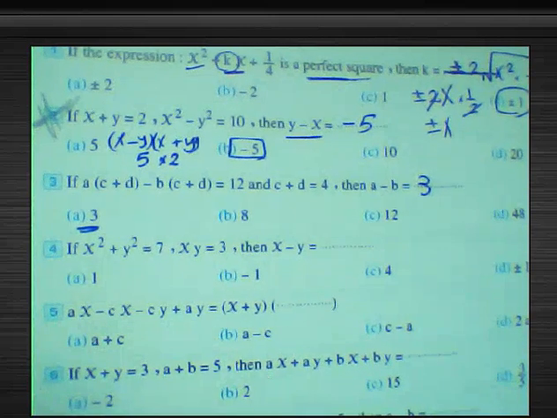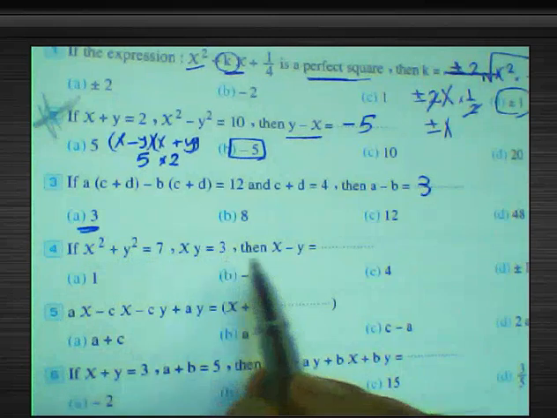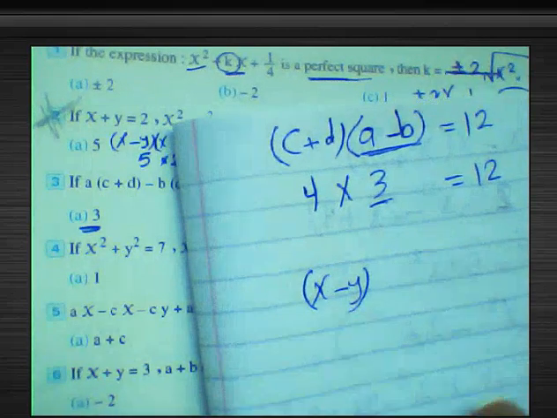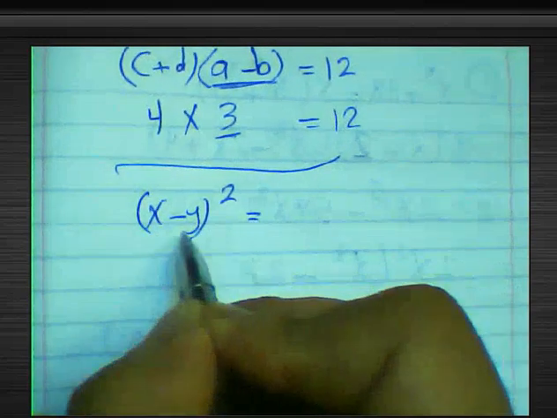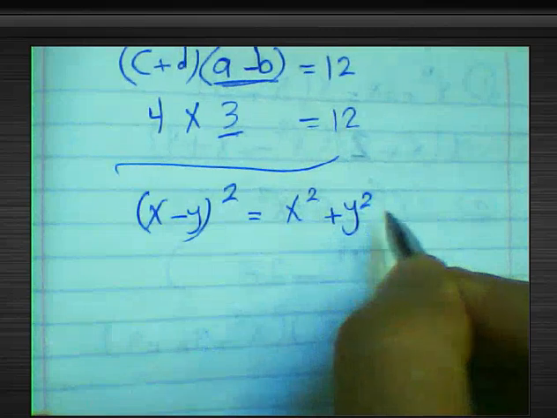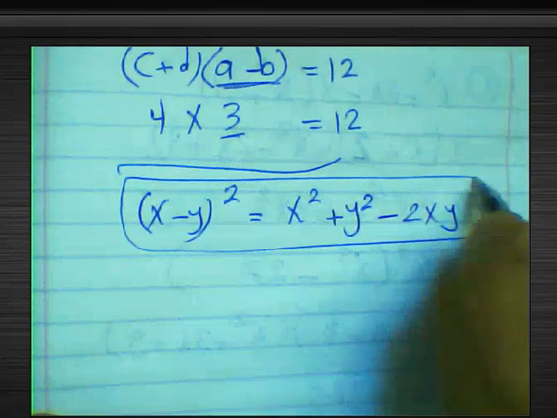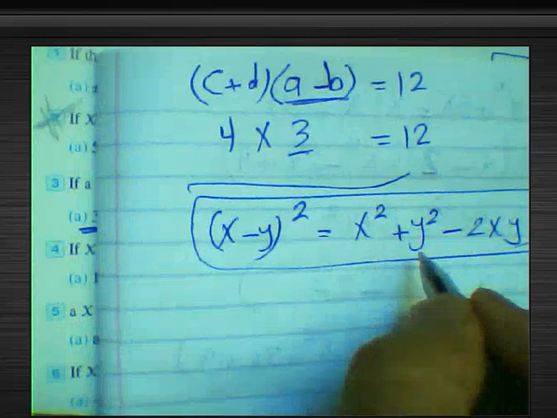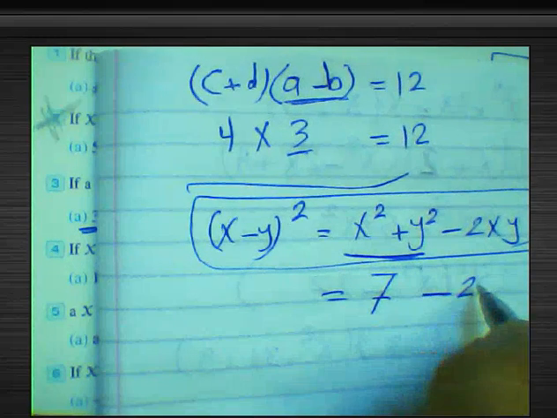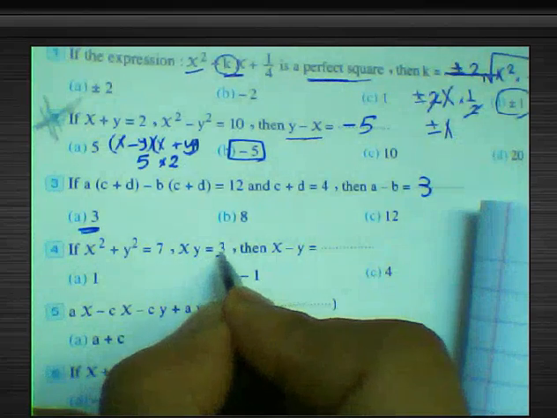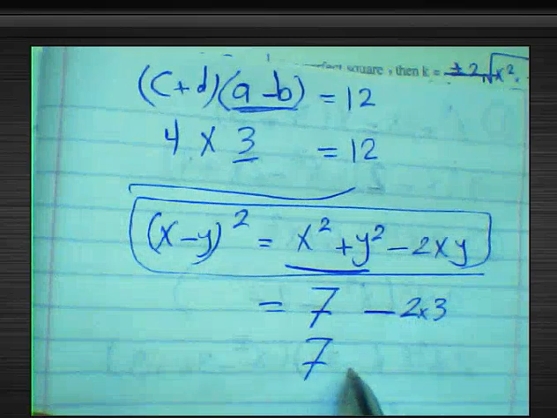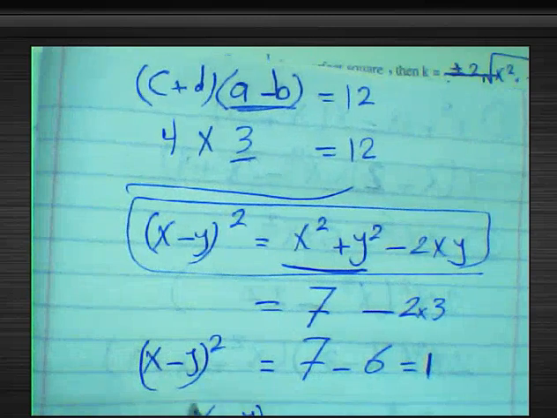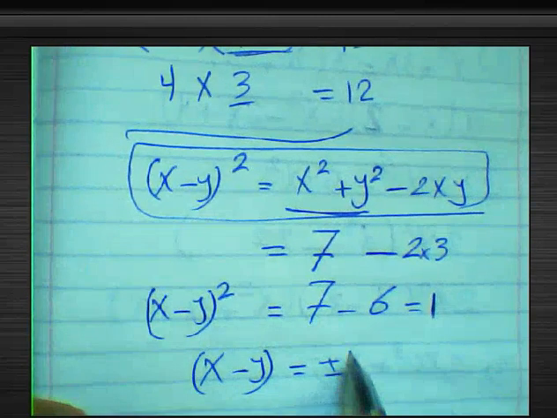Question number 4. If x power 2 plus y power 2 equals 7 and x multiply y equal 3, then x subtract y equals blank. We want to find x subtract y. We know x subtract y power 2 equal x power 2 plus y power 2 subtract 2xy. So in this example, we will put x power 2 plus y power 2 equal 7. Okay, subtract 2 product x multiply y, x multiply y equal 3. 2 multiply 3, then the result will be 7 subtract 6 equal 1. Then x subtract y power 2 equal 1. So x subtract y equal square root of 1. It will be positive or negative 1.